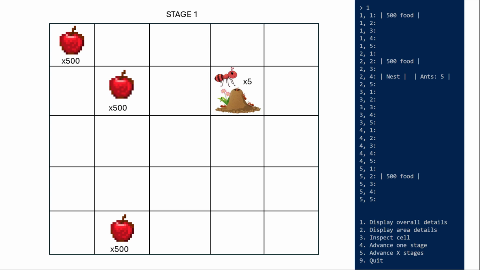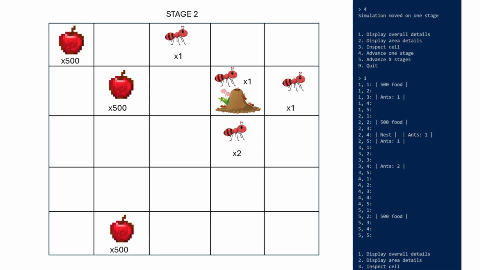Okay, so for this part of the video, I'm going to be running through the ant simulation. In stage 1 here, we can see 3 food sources, in 1-1, 2-2, and 5-2 respectively. We can also see a nest containing 5 ants in 2-4. Let's move on a stage and see what these guys get up to. Okay, so in stage 2, we can see the ants have spread out, leaving the queen alone in the nest. There are now 2 ants directly below the nest in 3-4, an ant in 2-5, and one very close to the food in 1-3. Let's move on again and see what happens next.